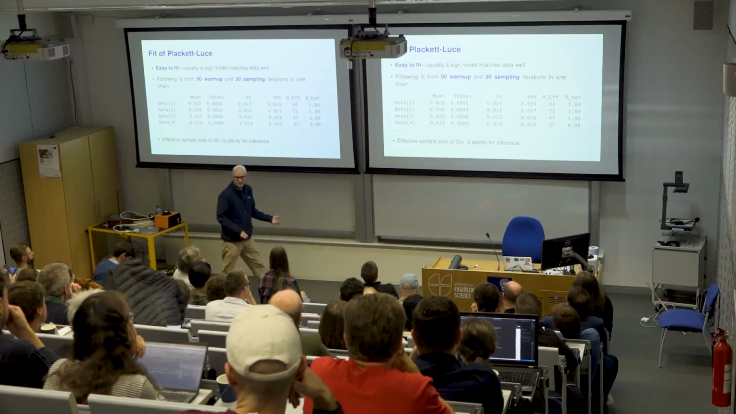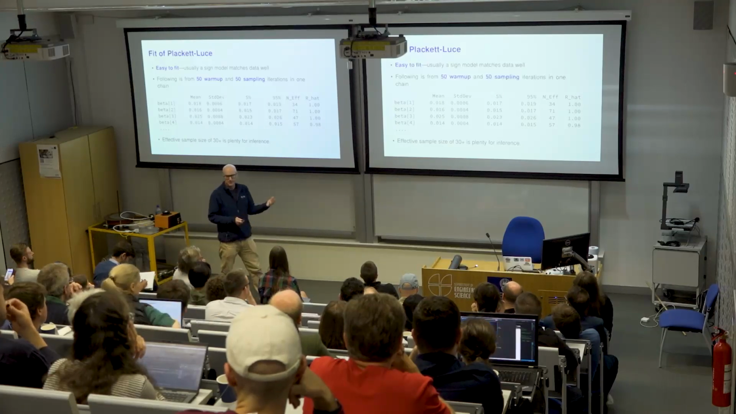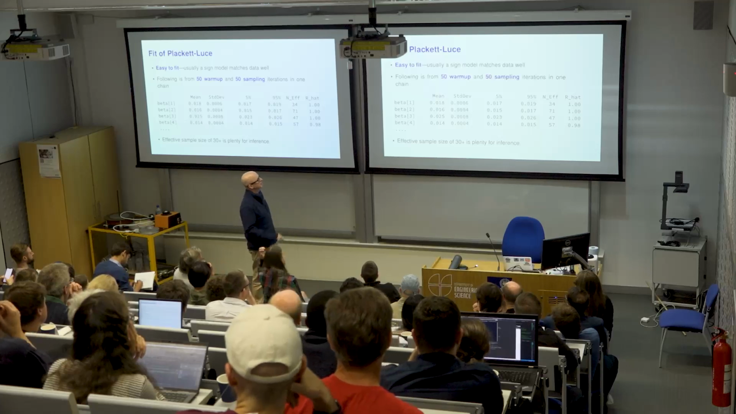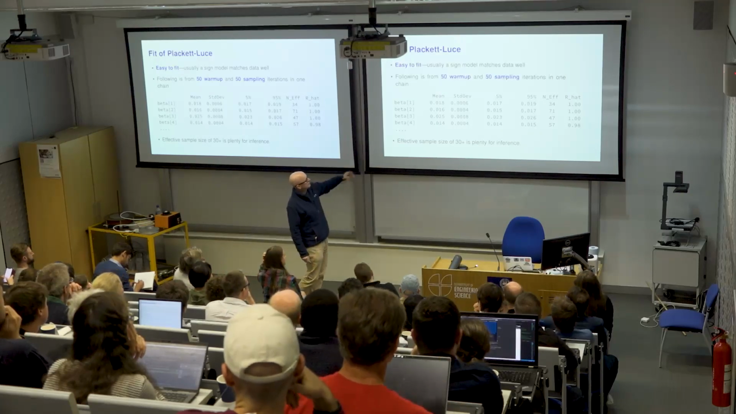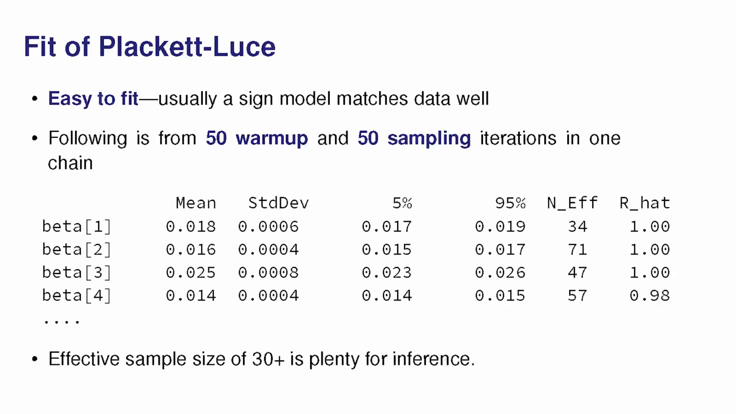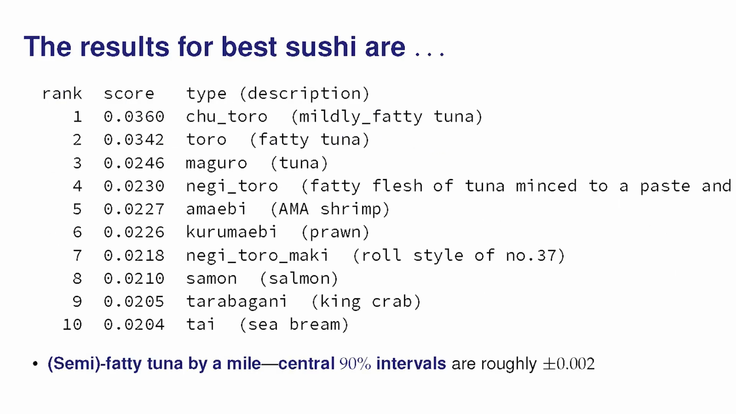You don't really need more than 100 iterations. Right? Our default's 1,000 warm-up and 1,000 sampling. You don't need to do that for most problems. Right? And you can see that the posterior intervals are fairly tight in terms of standard deviation and what the 95% range are. Everything fits really well.